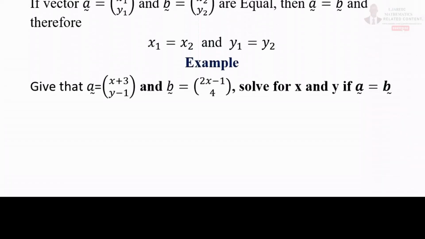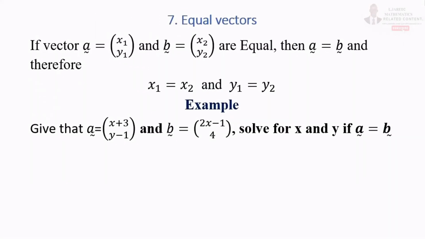Let's now jump over to 7, equal vectors or equality of vectors. We are saying that if a vector A is given by the column vector x1, y1, and vector B is given by x2, y2, and if these two vectors are equal, it implies that vector A equals vector B, and therefore also the corresponding components are equal. That's why we have x1 equal to x2, and as well y1 equals y2.